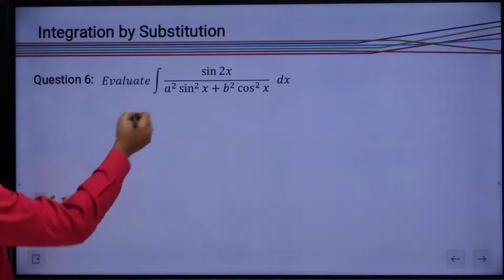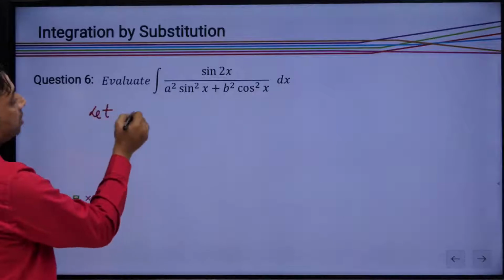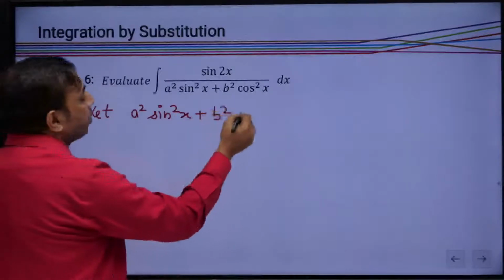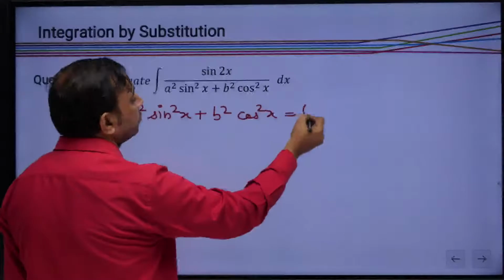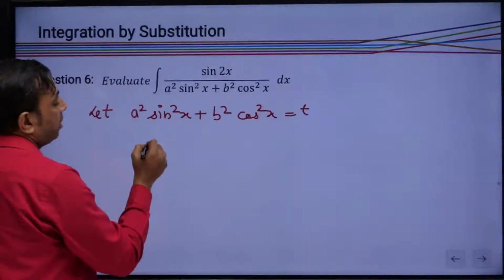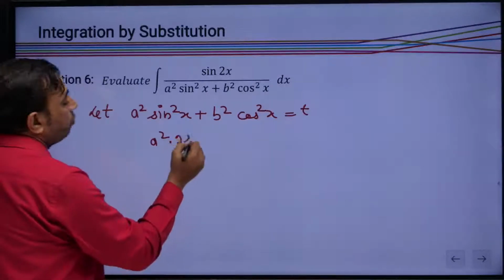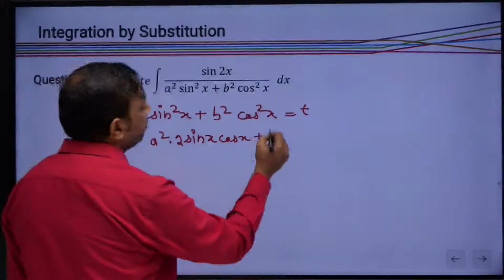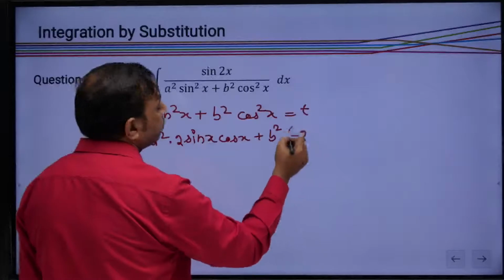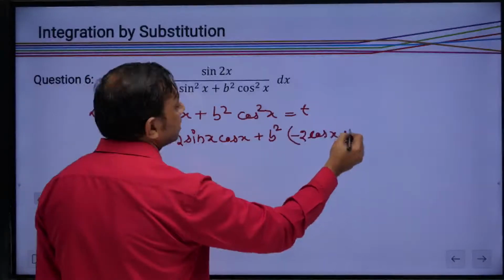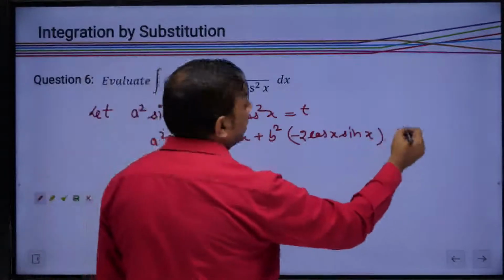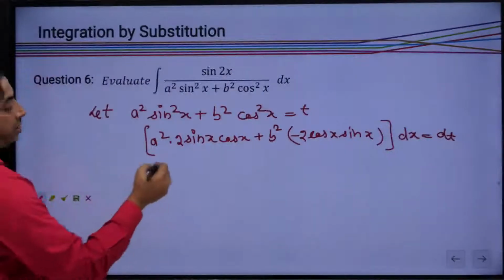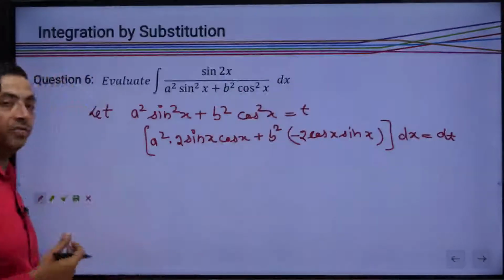Okay, in this case also we can assume, let a square sin square x plus b square cos square x equal to t, and from here you will receive a square into 2 sin x cos x, the derivative of sin square x, while we receive b square into minus 2 cos x into sin x as the derivative of cos square x, and dx equal dt.